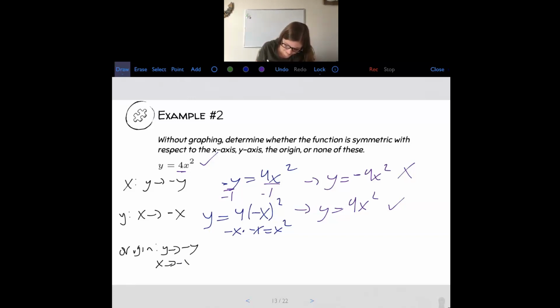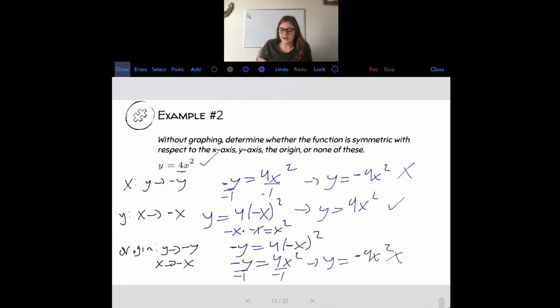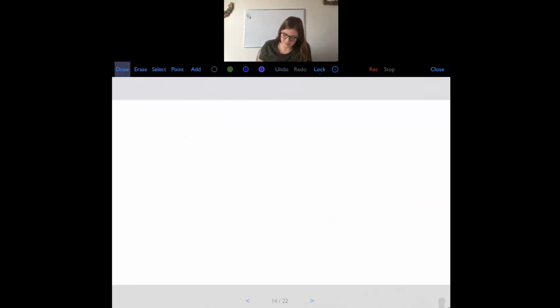Okay. And then lastly, we check with respect to the origin, where we replace y with negative y and x with negative x. Okay, so we have negative y is equal to 4 times negative x squared. Negative y is equal to, we already determined that negative x squared is positive x squared. And if we solve for y, we would get y is equal to negative 4x squared, not the same as the original. So this one is symmetric with respect to the y-axis.